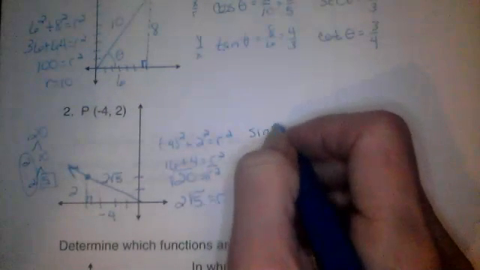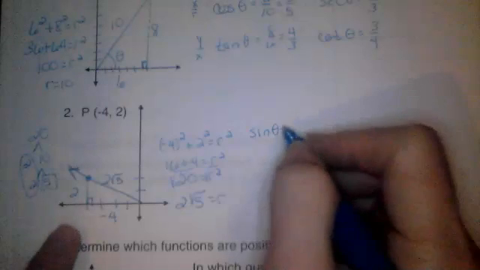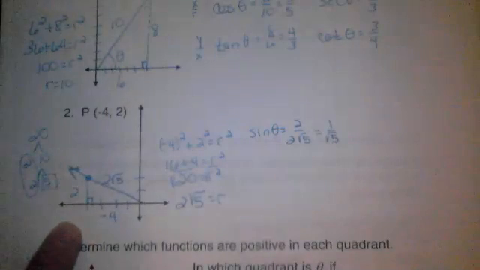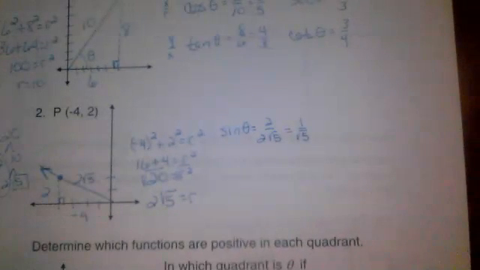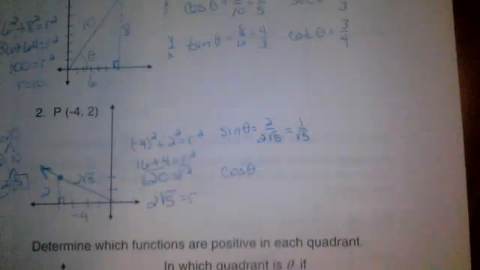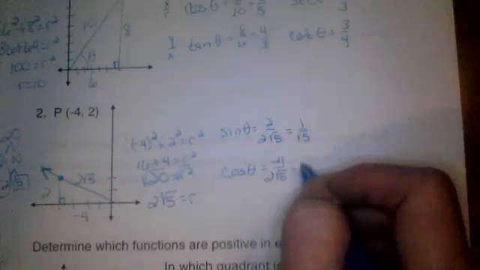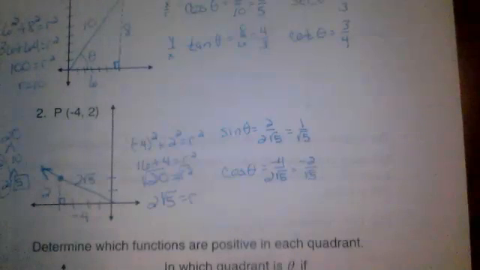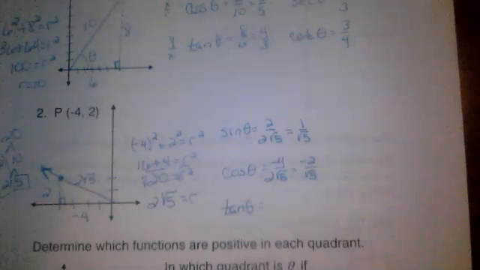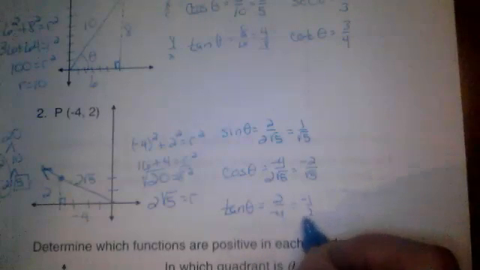So sine is y over r. So we have 2 over 2 square root of 5, or just 1 over square root of 5. Now we're going to come back to that because we're really not supposed to leave roots in the denominator, but I'll come back to it. For cosine we have x over r, so -4 over 2 square root of 5 would be -2 over square root of 5. And then for the tangent, we have y over x, so 2 over -4, which is -1/2.